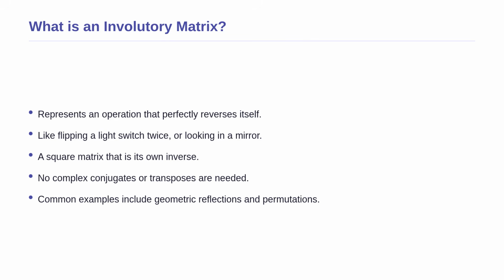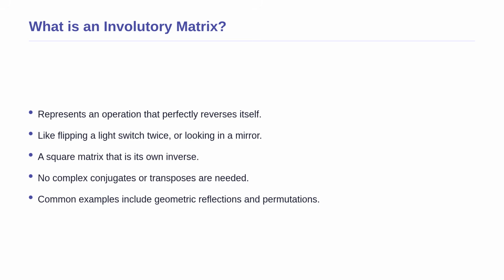So, we have proven that unitary matrices preserve complex lengths. This brings us to a concept that is much easier to visualize in everyday life, the involutory matrix. Think about a standard light switch in your room. If you flip it once, the room gets bright. Flip it a second time, and it goes back to dark. The second action completely undoes the first.